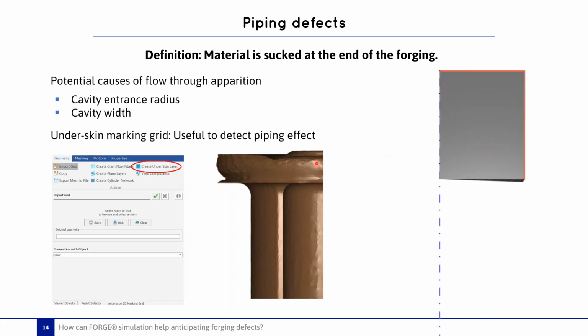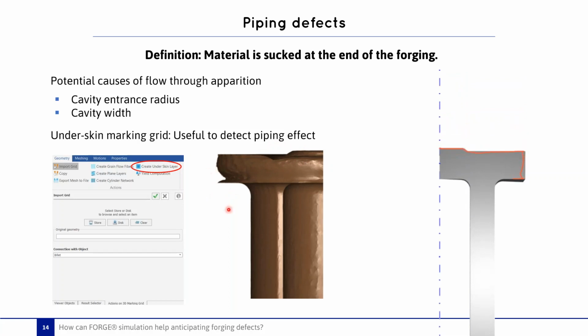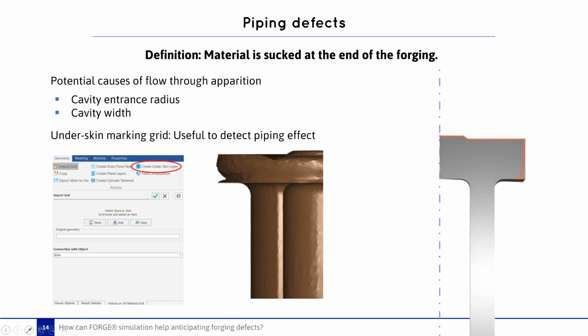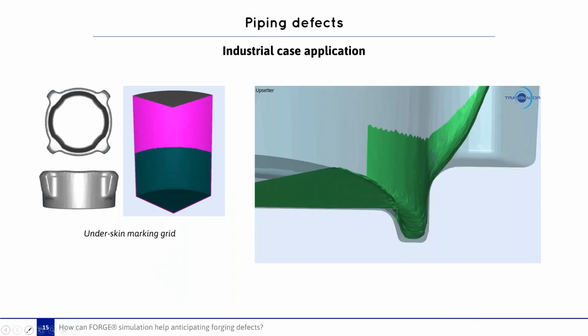As well, in 3D, we can check the apparition of the piping defect on the upper part here and on the corner of the part. Then, the underskin marking grid is a very useful tool that helps you to detect this defect. In this industrial example, we will see as well the piping defect, and how to identify it thanks to the marking grid. Here, the marking grid is in green, and we see the apparition of the piping defect in this area.